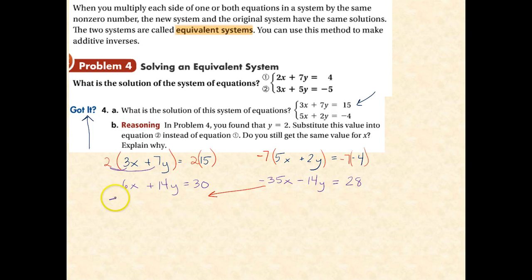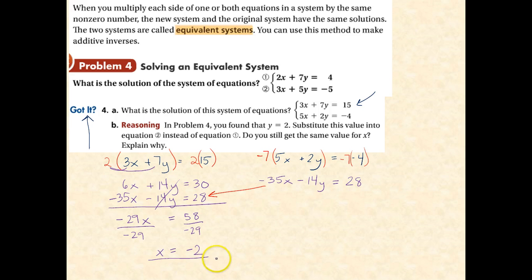So, if I add these equations, I will get an equivalent equation with no y in it. So 6 minus 35 is negative 29x. 14y minus 14y is 0. And that equals 30 plus 28, 58. Divide both sides by negative 29. And we get x equals negative 2. So that's half of our solution.